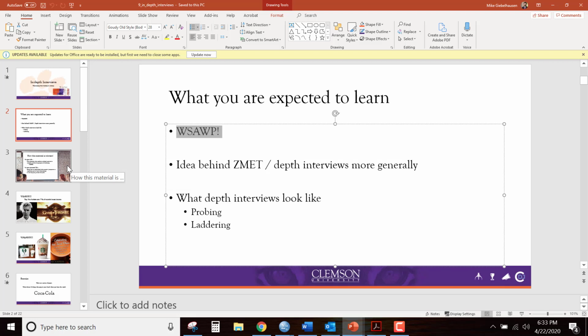And so this is what's unique about the technique, is that it can get at these deep nuggets of information that allow you to have some sort of competitive advantage if you understand really what's driving people's thinking and behavior. All right, so the idea behind ZMET and depth interviews, and what depth interviews look like. So essentially, depth interviews are pretty straightforward. It's a different style of talking to someone. And instead of trying to meet them halfway in the middle and speed the conversation along, what you're trying to do is slow the conversation down and just listen for opportunities to probe and ladder, which we will talk about later.